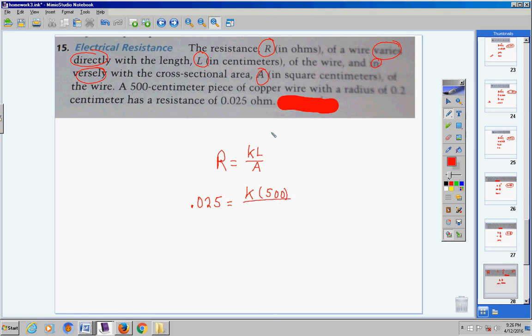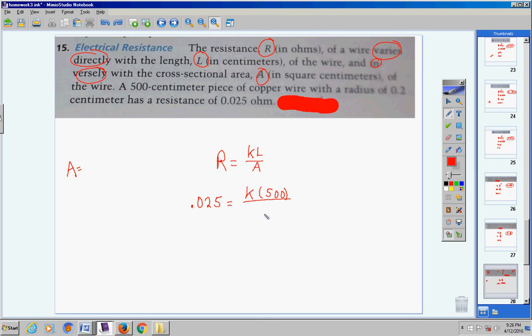A is the area of the wire. Now look, they don't give us the area, they give us the radius. So we know how to find the area, don't we? Sure we do. Think about it, a wire's round, isn't it? The end of it's round. If you cut off the end of it, that's round like that. So to find the area of the wire, we know the radius is 0.2.